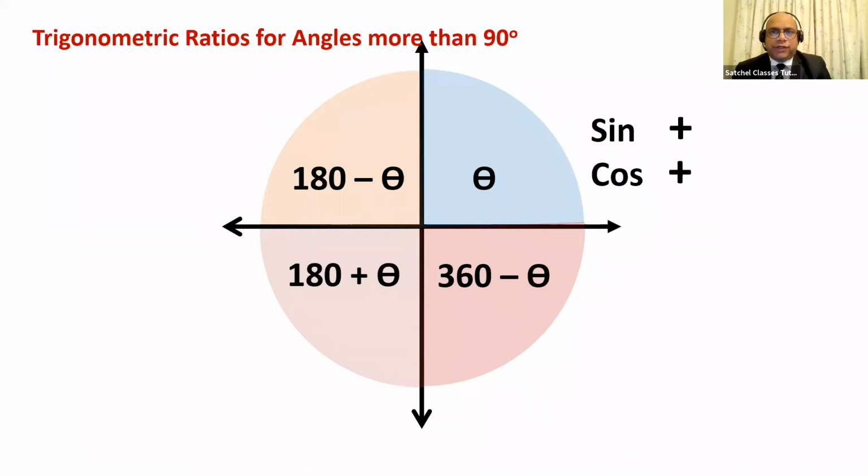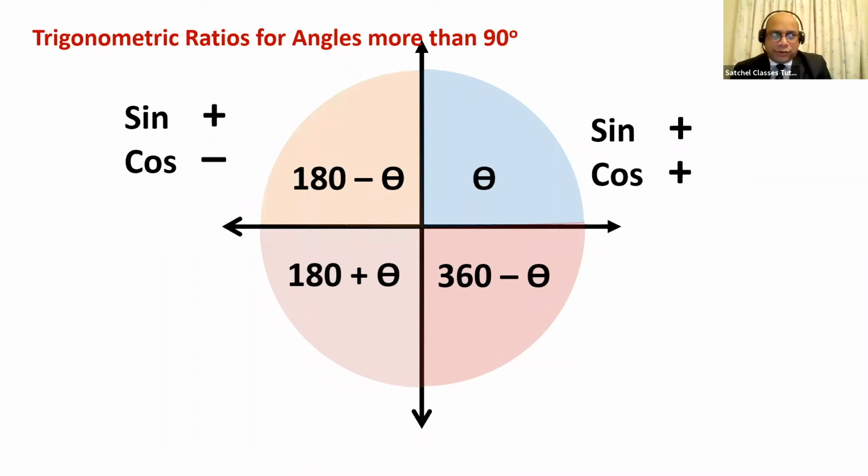point in the first quadrant is positive. So for sine theta and cos theta, both sine and cos values will be positive. In case of angles in the second quadrant, which is between 90 and 180, if the angle lies between 90 and 180, then the sine will be positive, but the cos will be negative, because the x coordinate has become negative, that's cos. The y coordinate is still positive.